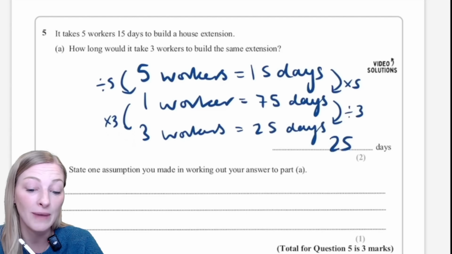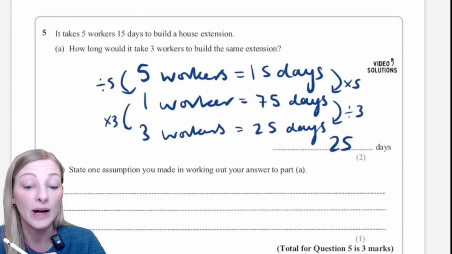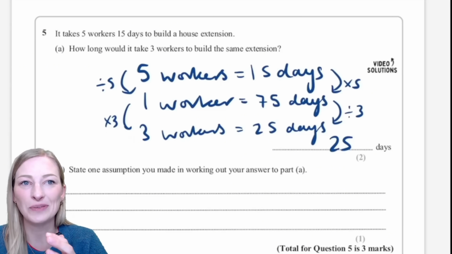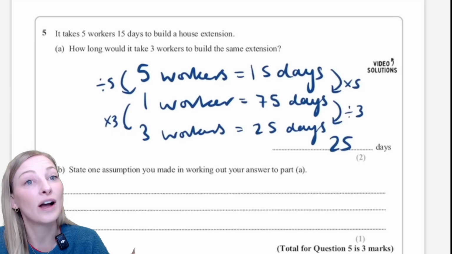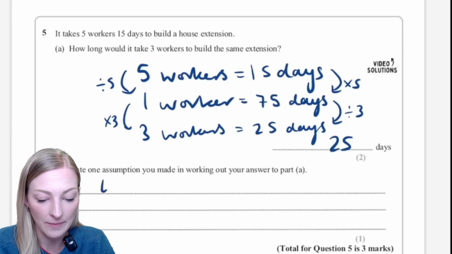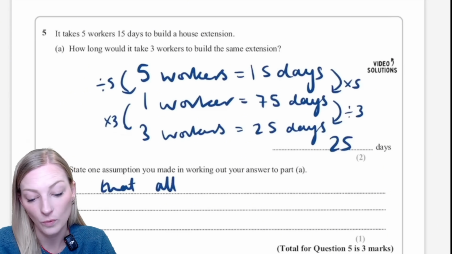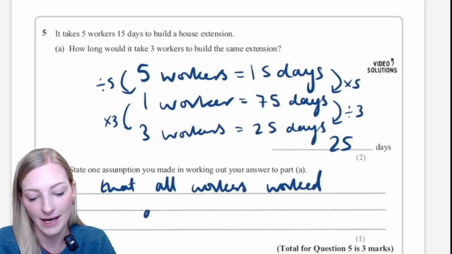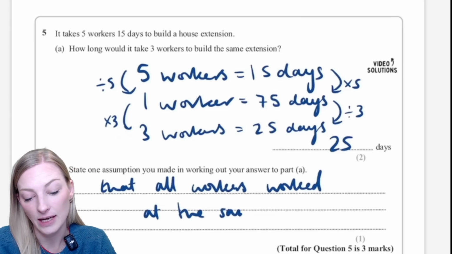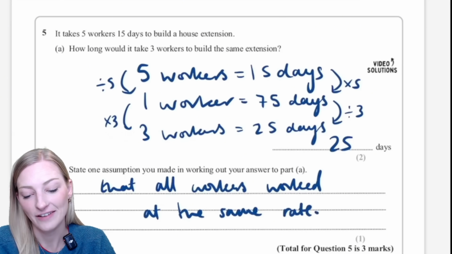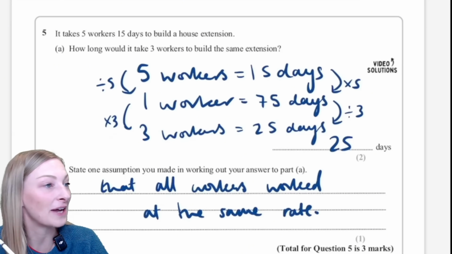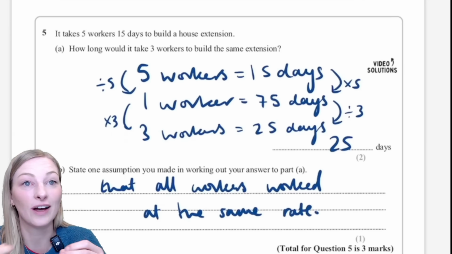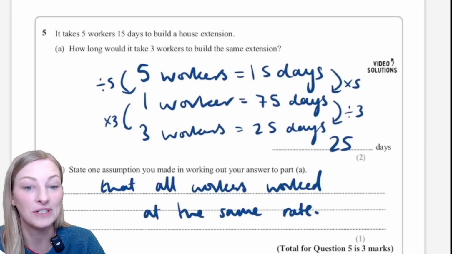State one assumption you made in your working out your answer to part A. What we did was we assumed that none of these workers were lazy and that they all worked at the same rate. So that all workers worked at the same rate. Like I'm going to annoy people not writing on the line, but there we go. That's it. So ultimately, if one of them didn't work as quick as the others, it would slow you down.